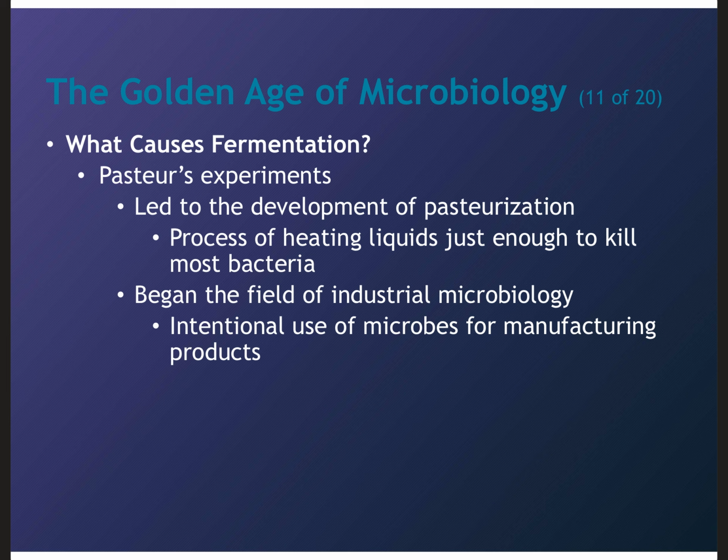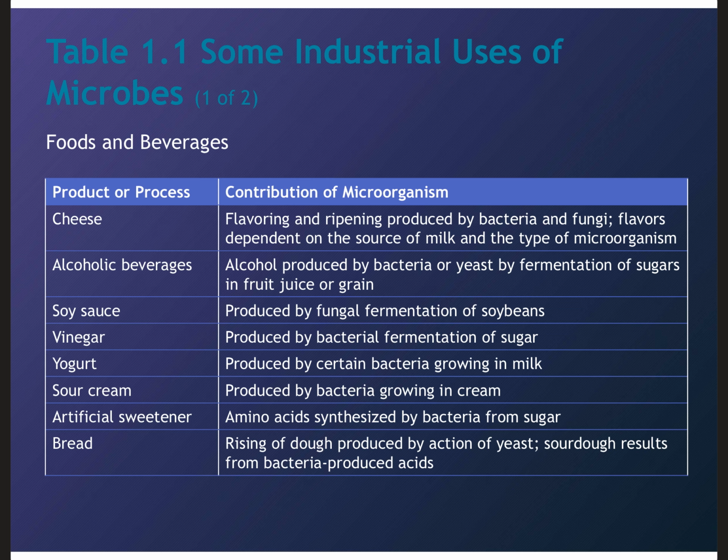So this began the field of industrial microbiology, which is the intentional use of microbes for manufacturing products. I think we'll get into it. So foods and beverages: cheese. I don't know if anybody likes good cheese in here. I do. So flavoring and ripening are produced by bacteria and fungi. Flavors are dependent on the source of milk and the type of microorganism.